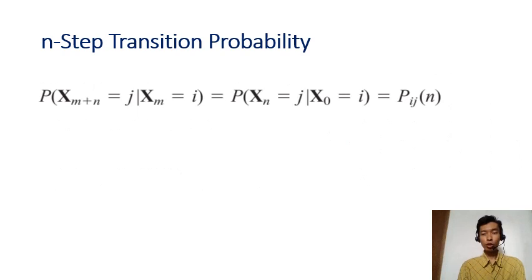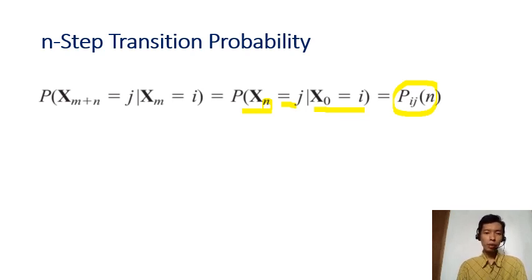So let's use the notation to define the n-step transition probability. Here, given that now at time 0 we are at state I, what is the probability that at time n, or n time steps later, we will be at state J, which can also be denoted as Pij(n) in the parentheses. So n in the parentheses shows the time steps.